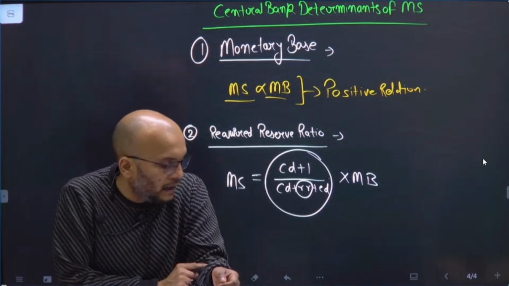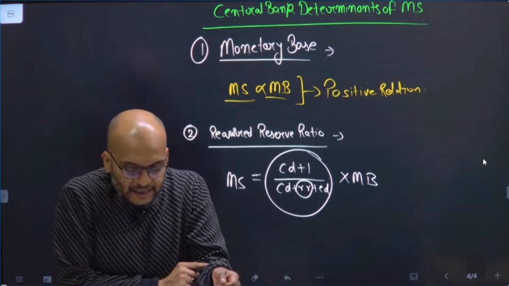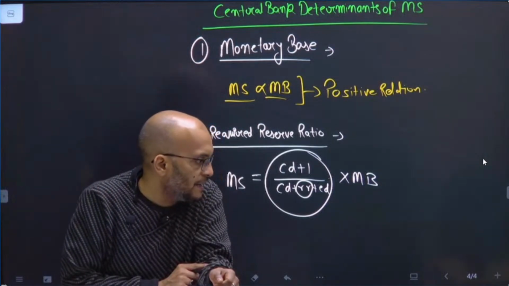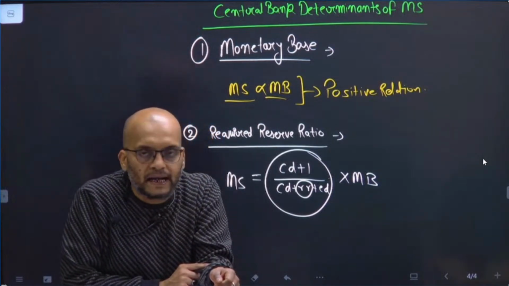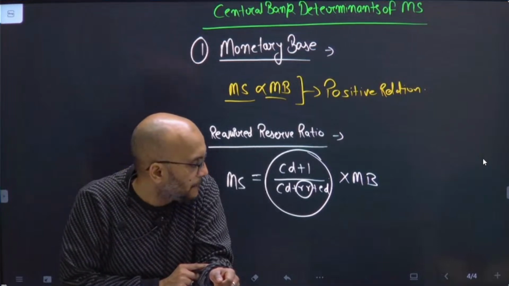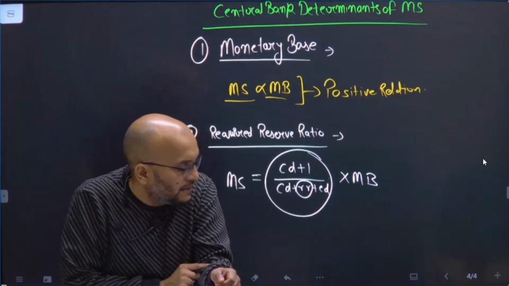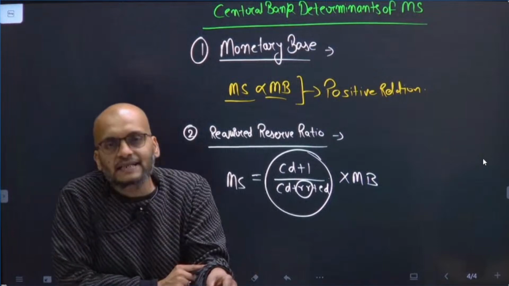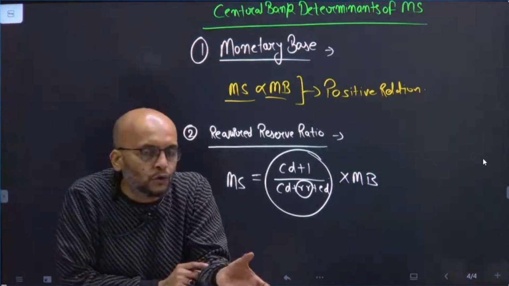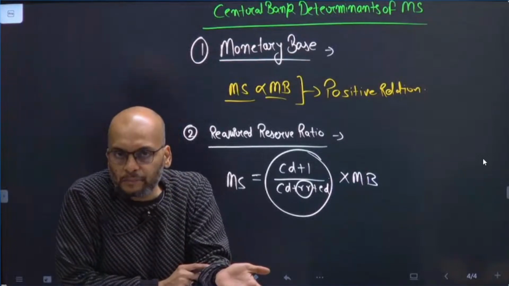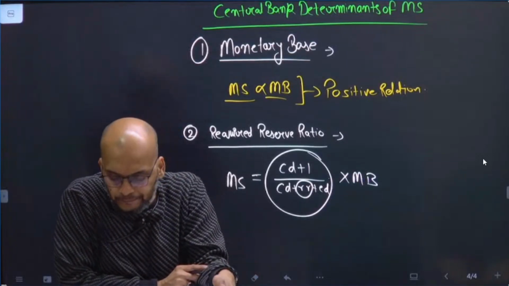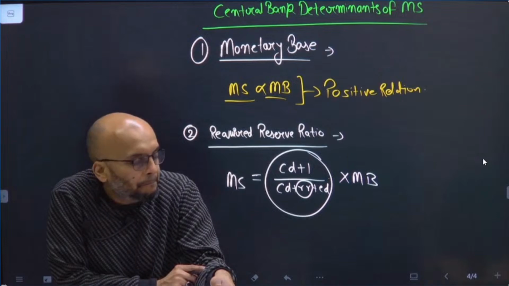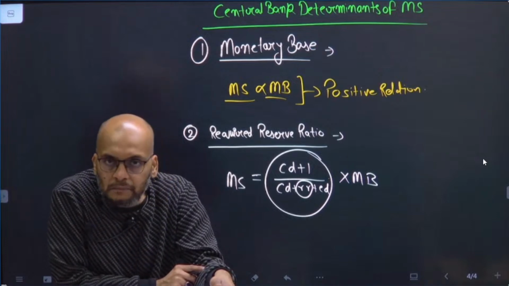An increase in RR. What will happen to the money supply if RR is increased? Guys, everyone, what will happen to the money supply if RR is increased? Yes, it will decrease. Good. So an increase in RR decreases the money supply. Obviously, bank is going to hold more money, so less money will be available in the economy. Money supply will reduce. So an increase in RR decreases the money supply by reducing money multiplier.